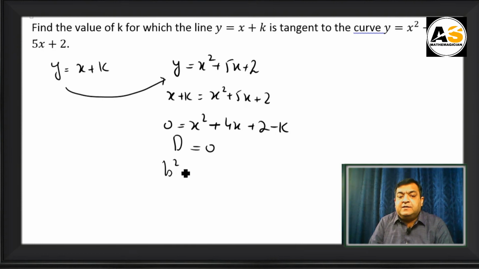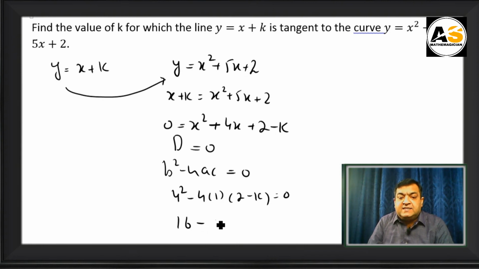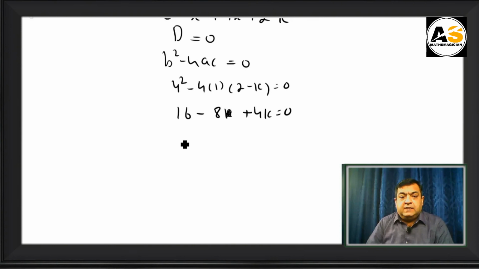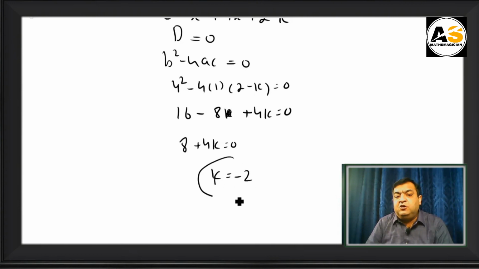That is b square minus 4ac is equal to 0. What is b over here? 4. 4 square minus 4 into a, c is 2 minus k is equal to 0. 16 minus 8k minus 8, 16 minus 8 plus 4k is equal to 0. 8 plus 4k is equal to 0. K is equal to minus 2. So this is the value of k for which the given line will become tangent to the curve. I hope it is clear.